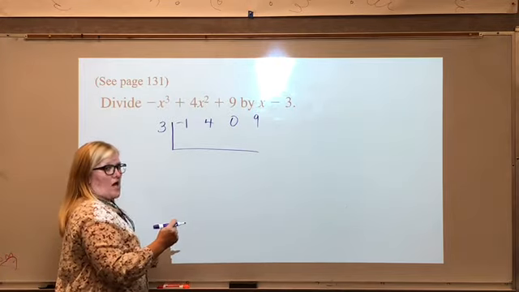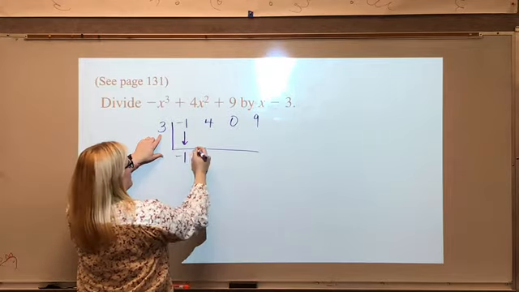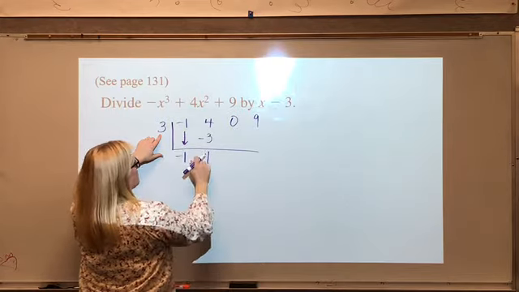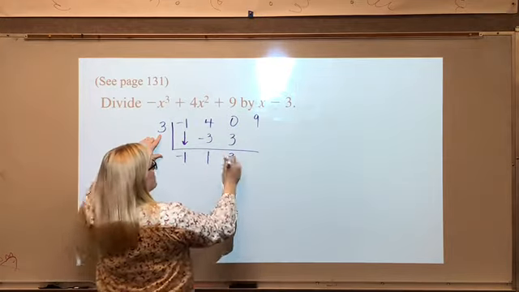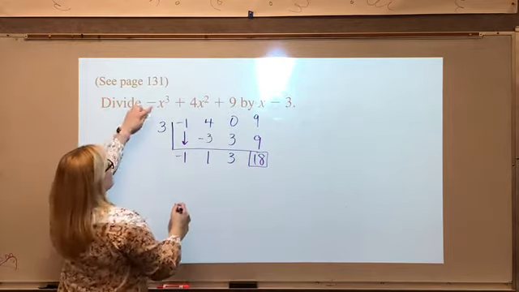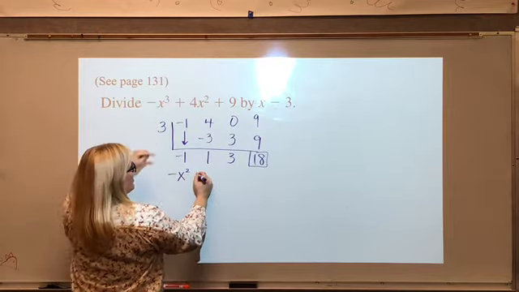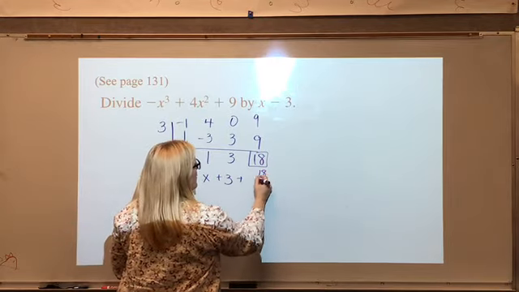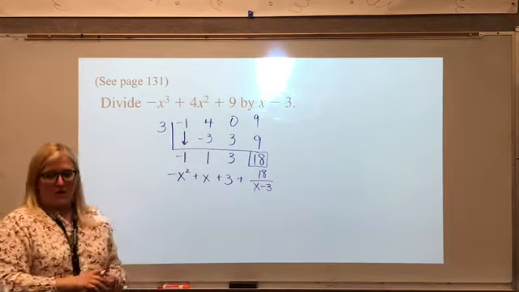So, we drop, we multiply. 3 times negative 1 is negative 3. We add, that gives me 1. 3 times 1 is 3. I add, that gives me 3. 3 times 3 is 9, and I add, and I have 18 as my remainder. So since I started with an x to the third, this is going to be a negative x squared plus x plus 3 plus 18 over x minus 3. Okay.